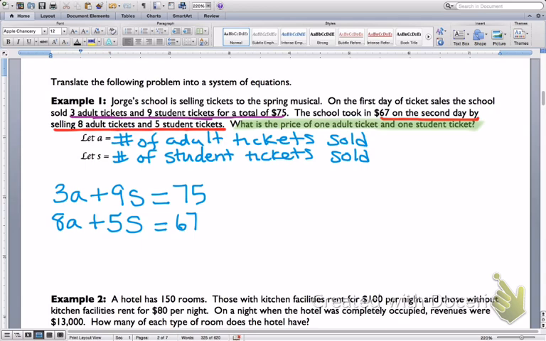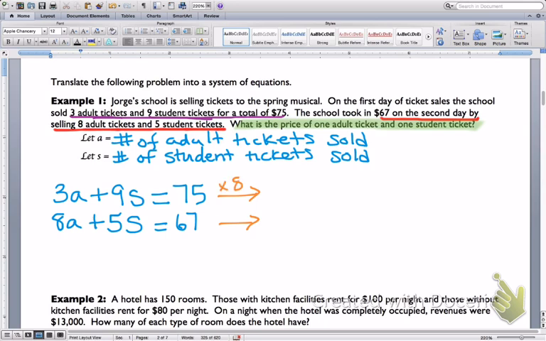I'm going to go ahead and solve it like I did last week. I asked myself, what can I multiply 3 by to make it an 8? Nothing. What can I multiply the 5 by to make it a 9? Nothing. Which means I'm going to be required to multiply both equations here by something. So in this case, I'll get rid of the A and solve for S. So I'm going to take the first equation and multiply it by 8.